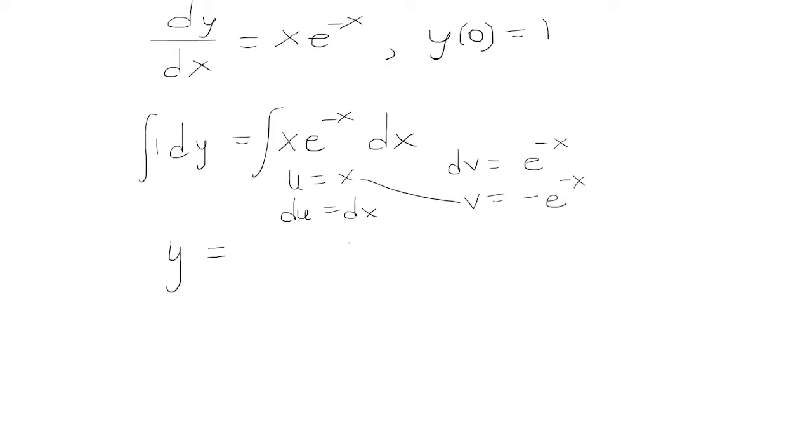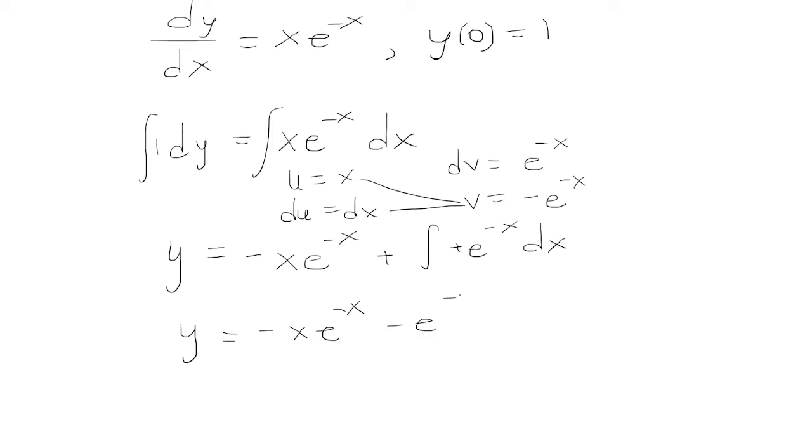So we're going to multiply u times v, which is negative x times e to the negative x. And then minus the integral of v du, which is just negative e to negative x dx. Now the two negatives are going to turn into a positive. So we simplify. We have y equals negative x e to negative x minus e to negative x plus a constant c.